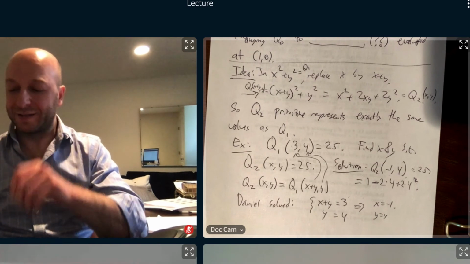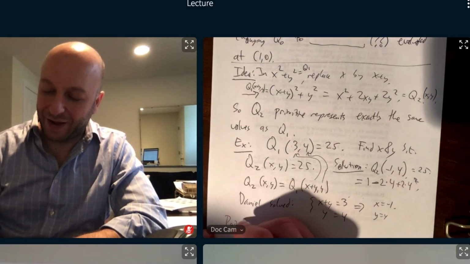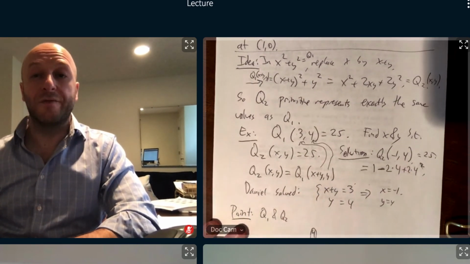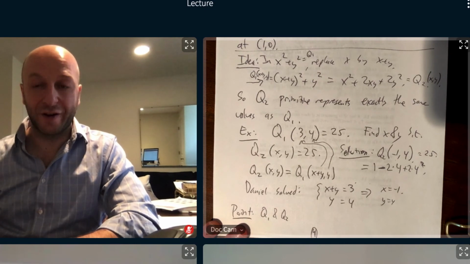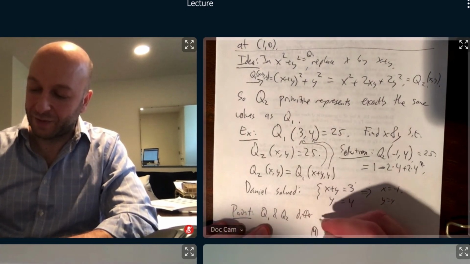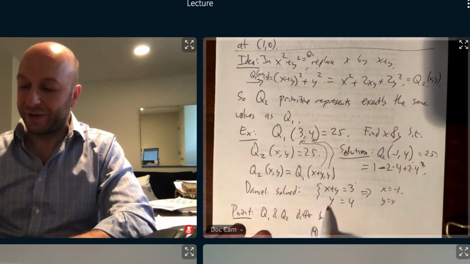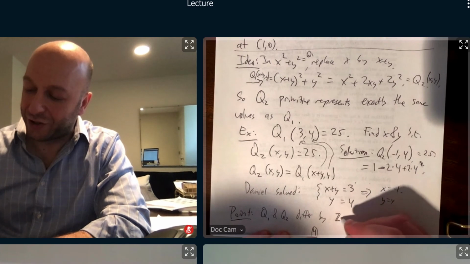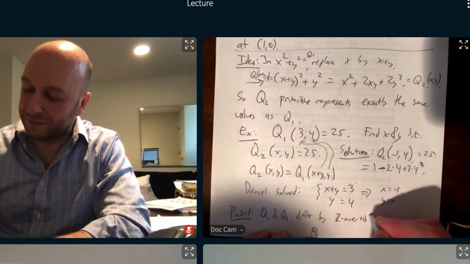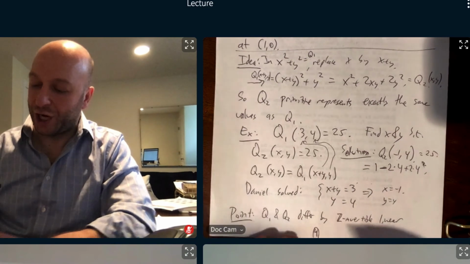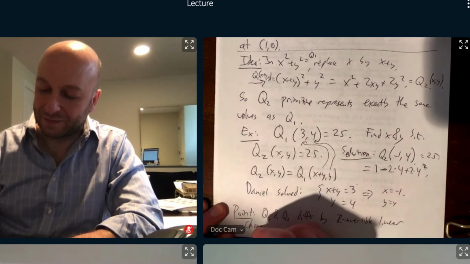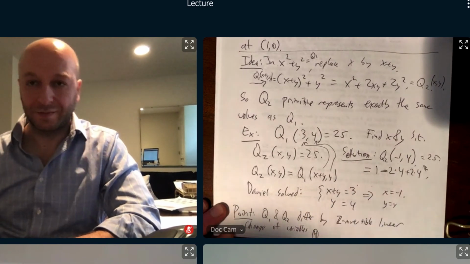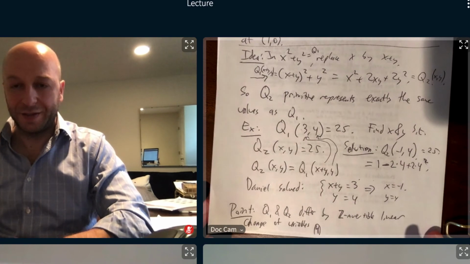So the point is that Q1 and Q2 differ by an invertible linear change of variables. I'll come back to that in a second. By an integer invertible linear change of variables. Okay, does that make sense?